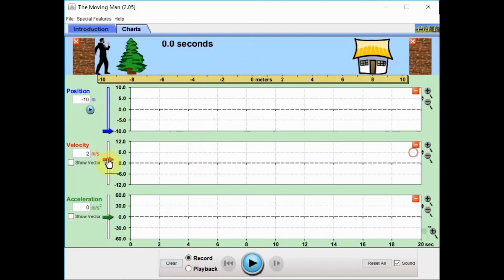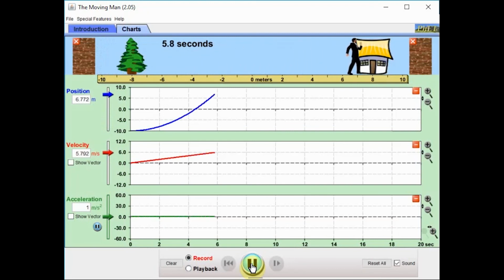As I reset this one more time, we'll do a position. Let's do a velocity of 0, and let's do an acceleration of 1. So as I click play here and we watch what happens, now my position is curved because the slope is the velocity and the velocity is always changing. My velocity is now a straight line with the slope of the acceleration, and my acceleration is 1 and not 0.